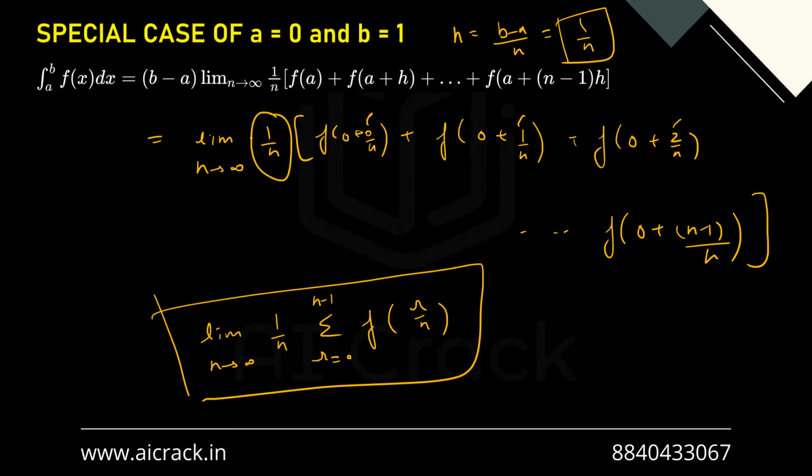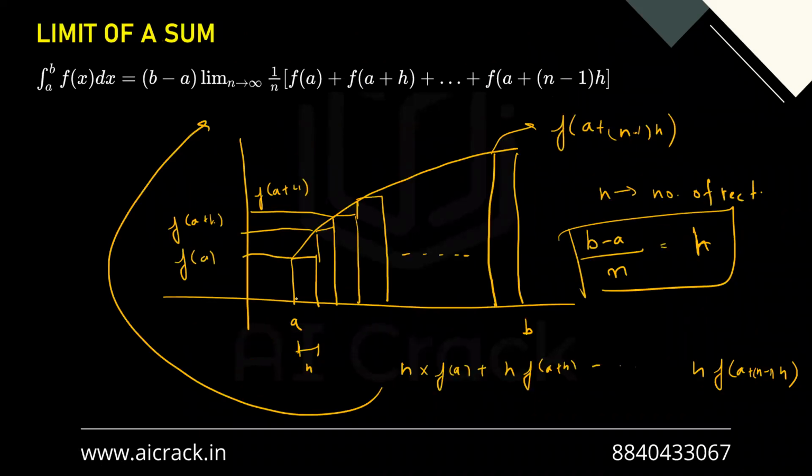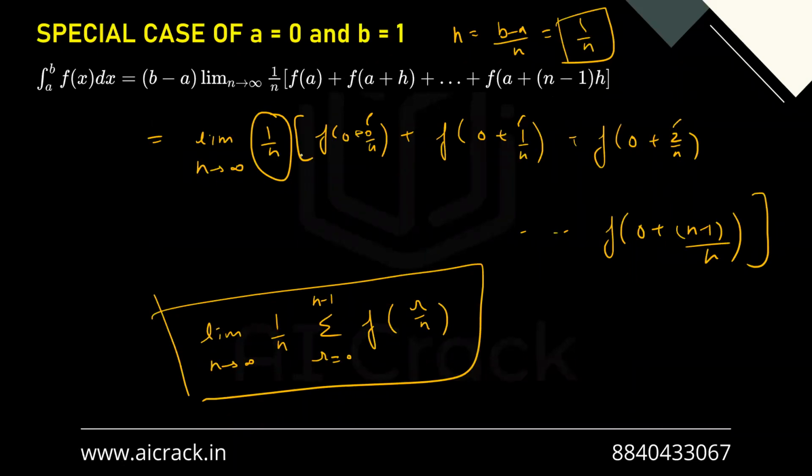So this remains the same. If b minus a becomes 2, over here we'll have 2n, because the number of columns has increased. Over here, the number of columns was n. In this case, the number of columns would be 2n, but we also have b minus a, that is 2. So that would eventually become 1 by n only.